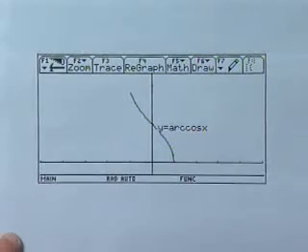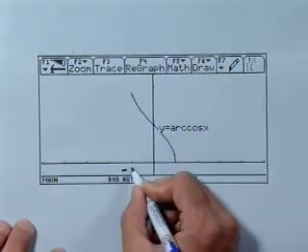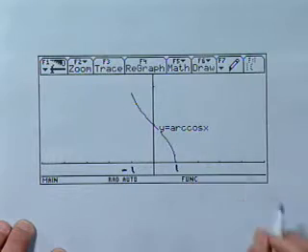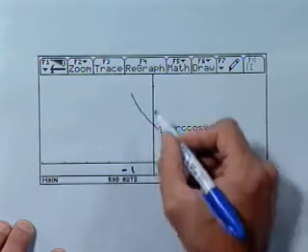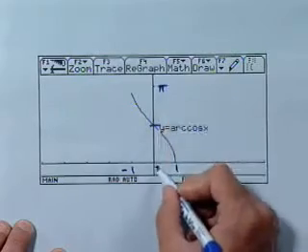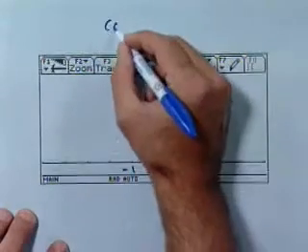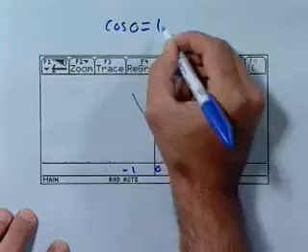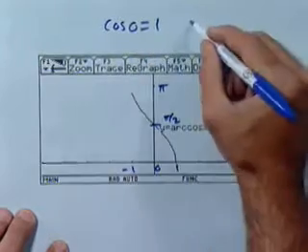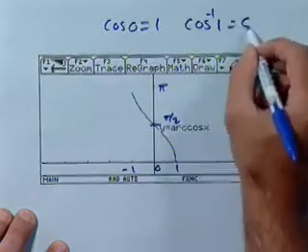Okay, so let's take a look at what this function looks like. Here's the arc cosine function. Okay, the domain is from -1 to 1. The range is from 0 to pi. This would be pi halves. Okay, remember, for example, cosine of 0 equals 1, right? Therefore, arc cosine of 1 must equal 0.